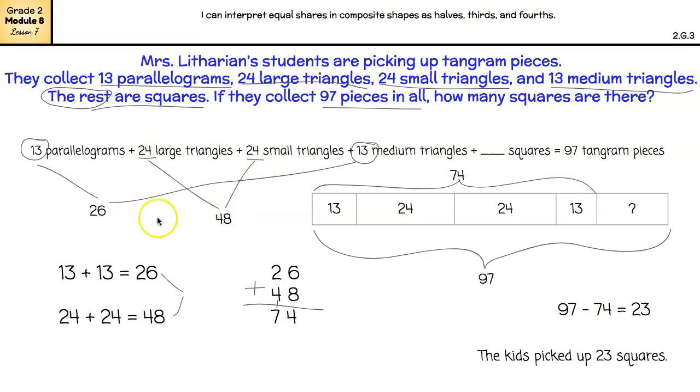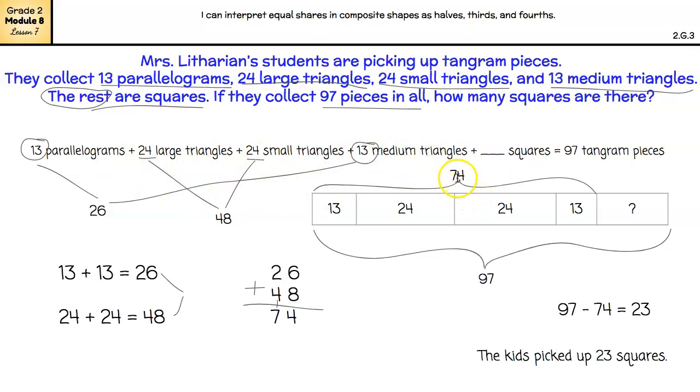You do not have to do it that way. If you wanted to add like units and go 13 plus 24 and then add another 24 and add another 13, if that was efficient for your brain, then rock that way. It's a-okay. If your brain was stuck and you weren't sure, try this way. And let's just make sure that when you add all four parts together, you end up getting a total of 74 pieces of parallelograms and triangles.